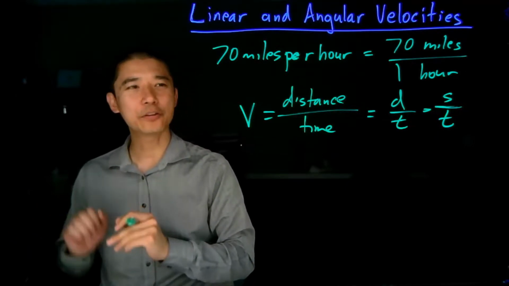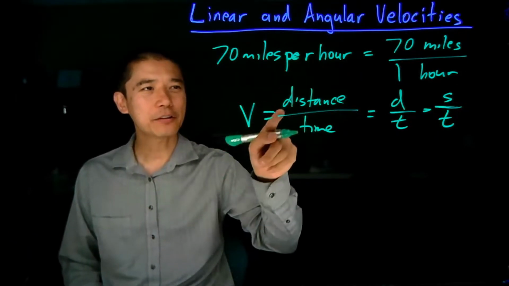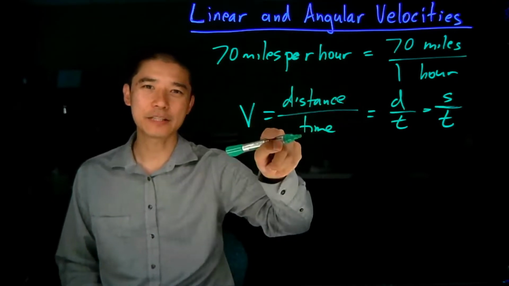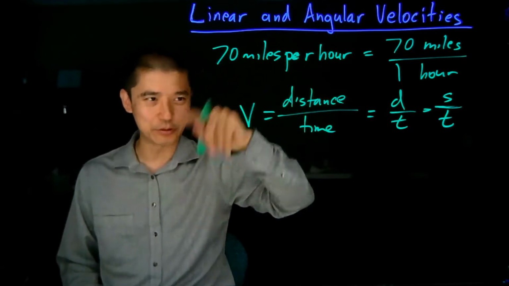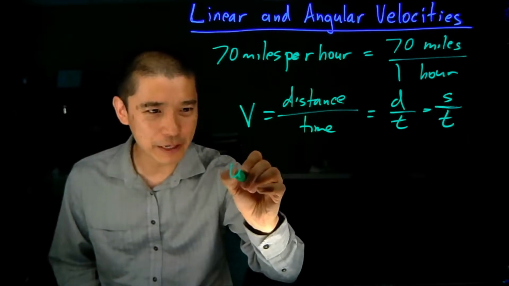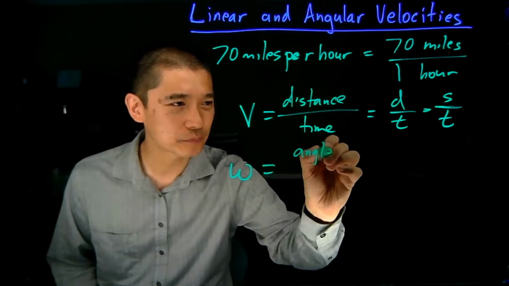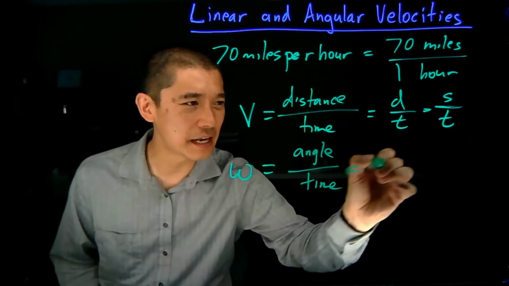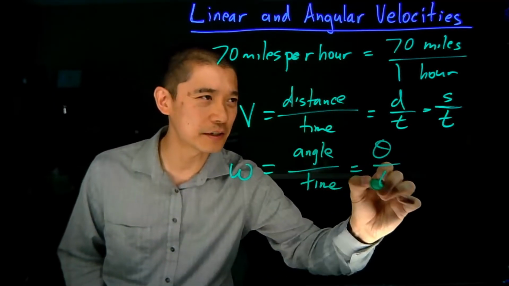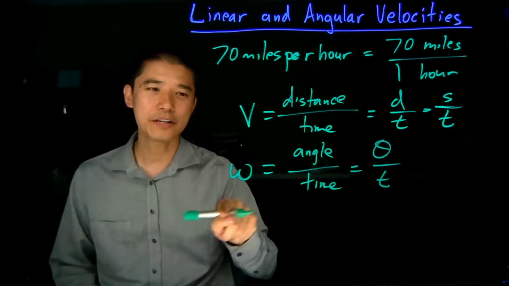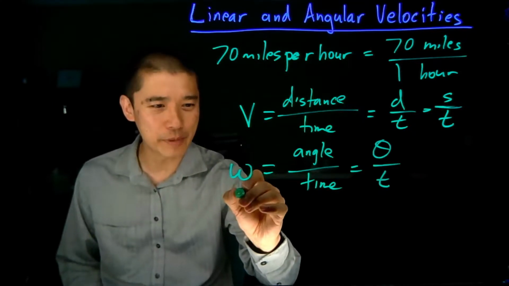What would an angular velocity look like? Well, an angular velocity, instead of thinking about distance, you're going to be thinking about angle, how much spinning you do in some amount of time. And so the way we write this is like this. Omega is equal to angle over time. And angle is typically denoted by a theta, so theta over t. This right here looks like a W. It's actually a Greek letter omega.